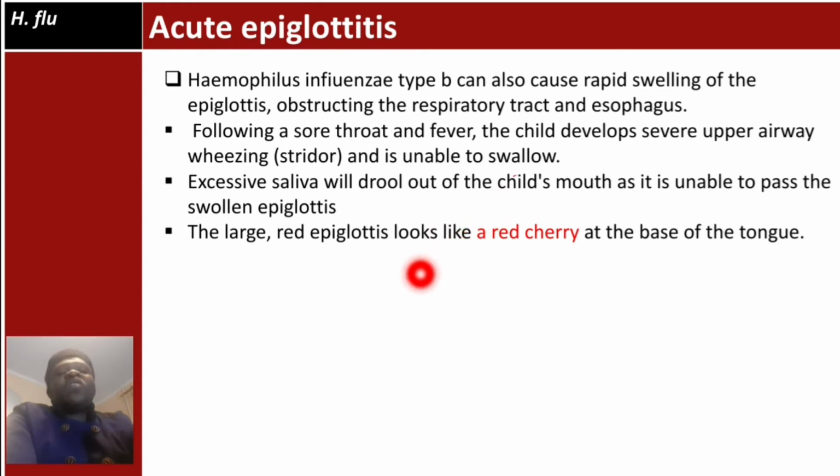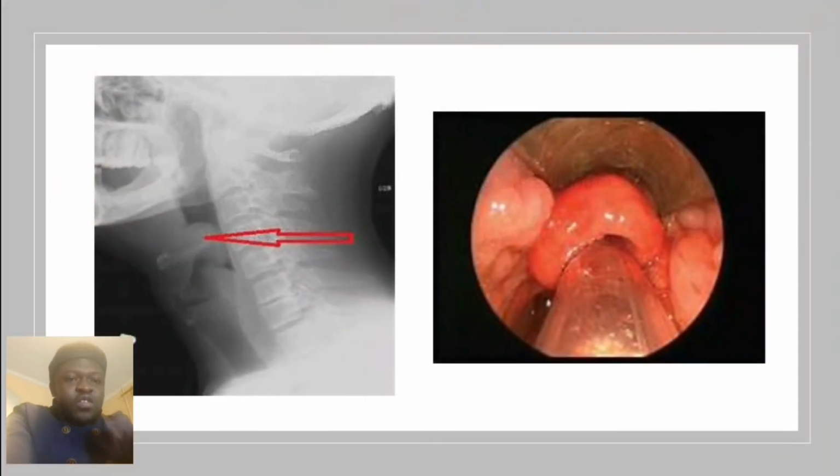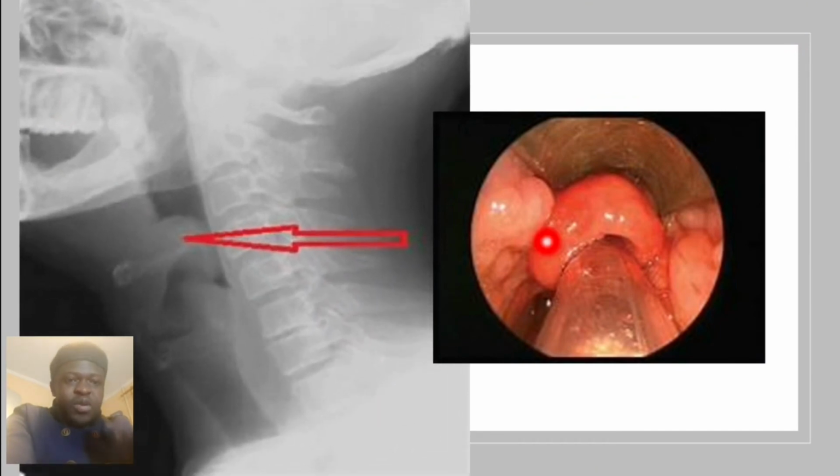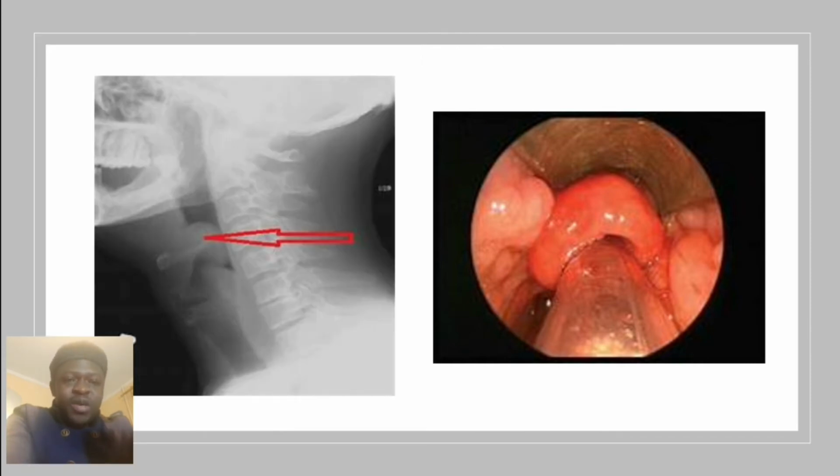So on examination, let's say we use a laryngoscopy, right? We will see the large red epiglottis looking like a red cherry at the base of the tongue, right? I want to show you how it will look, right? Okay, so you can see here on the right. Okay, that was a wrong slide. Okay, on the right, look here. This is the red cherry epiglottis. This is what it looks like, right?